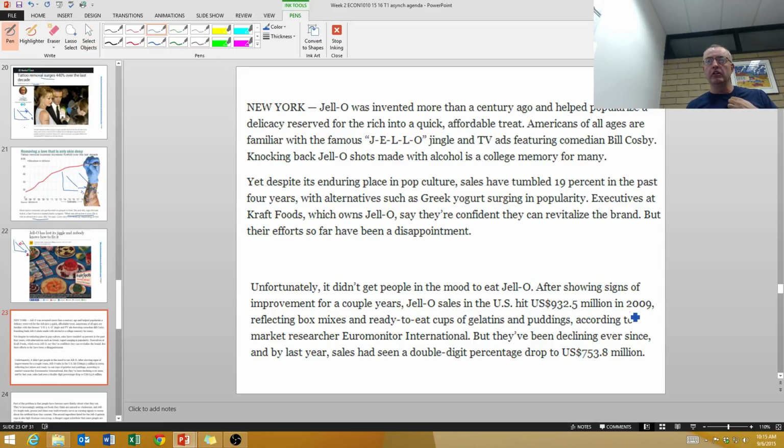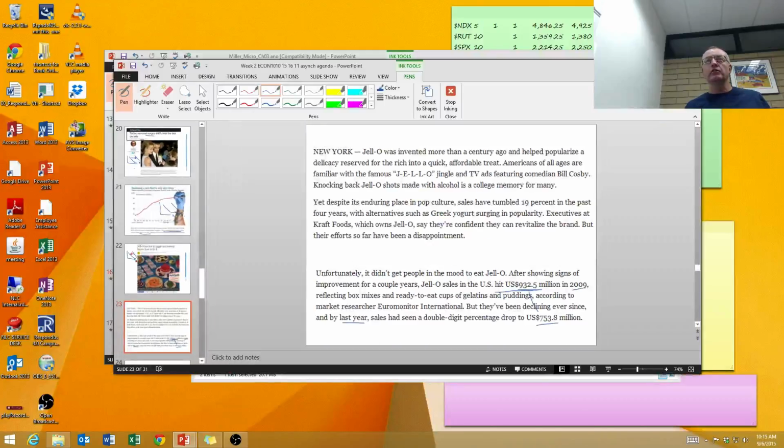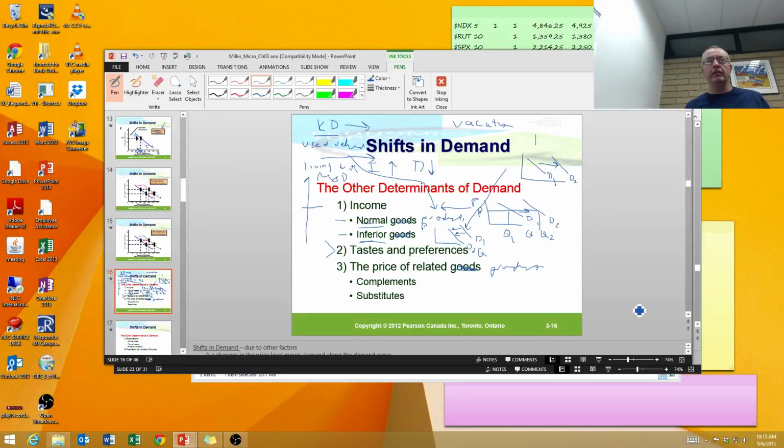In 2009, in the United States, Jell-O sales were almost $1 billion per year, $932.5 million. And last year, so this is 2014, I believe, demand for Jell-O had declined to only $753.8 million. So the demand for Jell-O has been declining. Okay, so there are some non-price factors affecting the demand curve for some products.